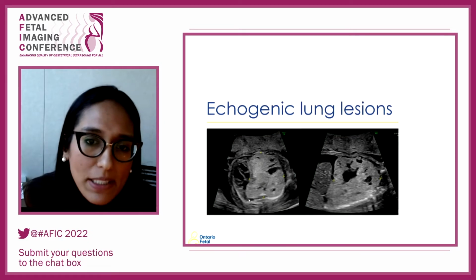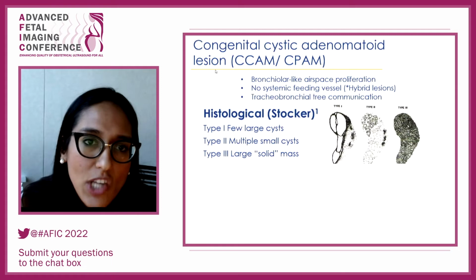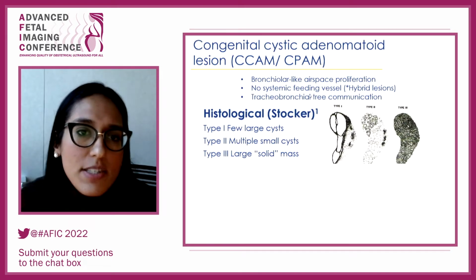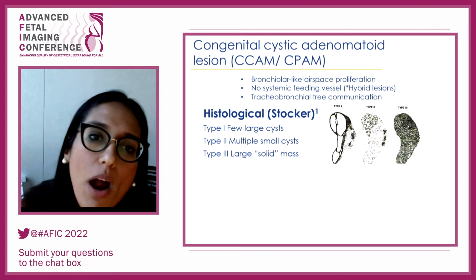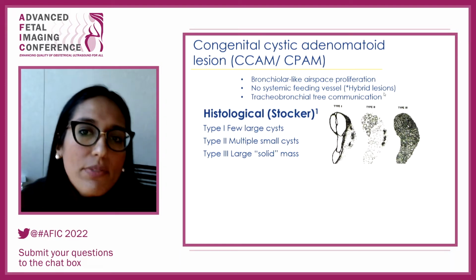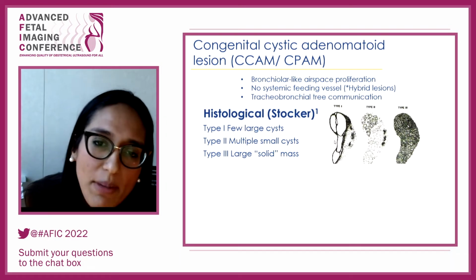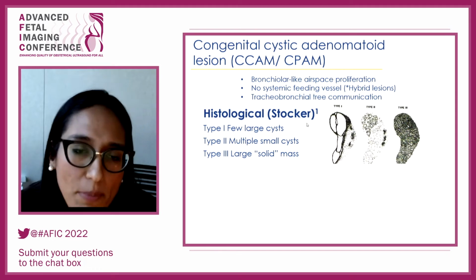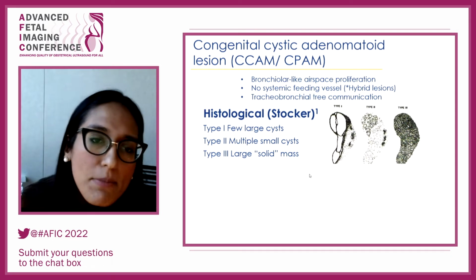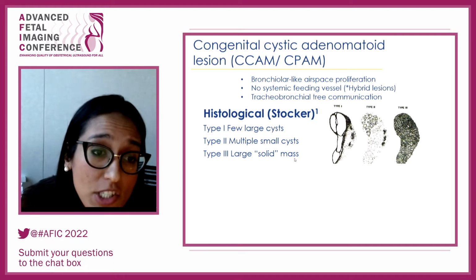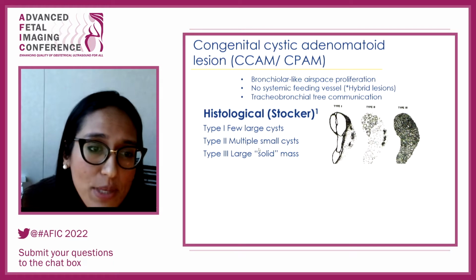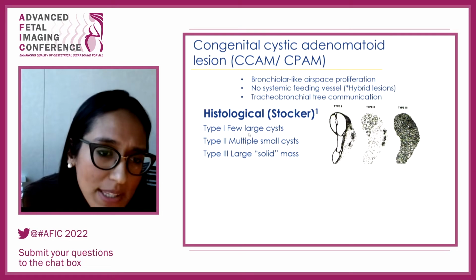So we typically talk about echogenic lung lesions as congenital cystic adenomatoid malformations, CCAMs or CPAMs, as one type of echogenic lung lesion. These are bronchiolar-like airspace proliferative disease. They have no systemic feeding vessels, so they get their blood supply from the pulmonary circulation. They communicate with the tracheobronchial tree. In terms of the pathology, there were originally 3 classifications, and now there are more than that, about 5.